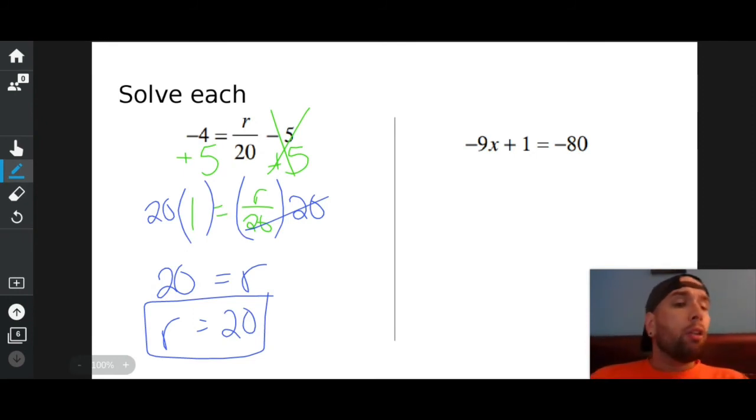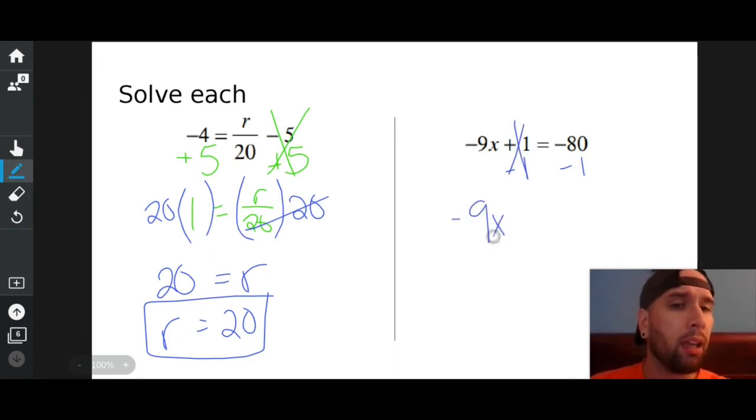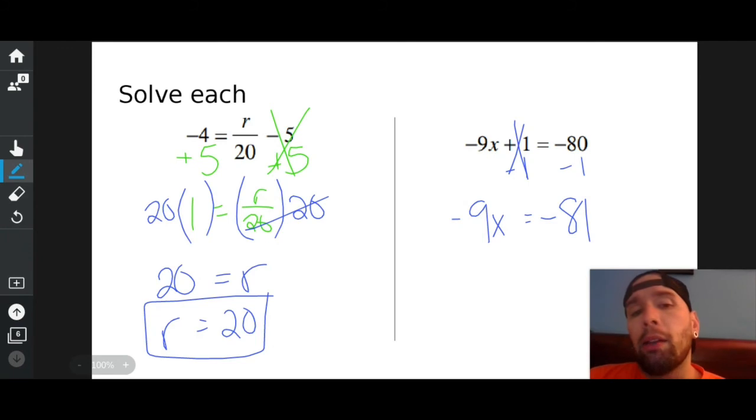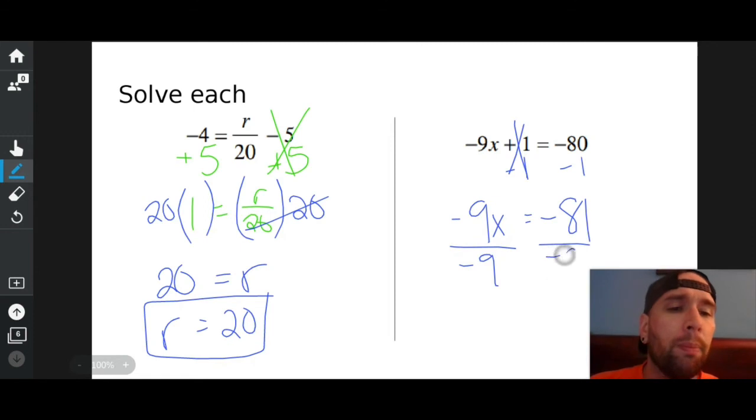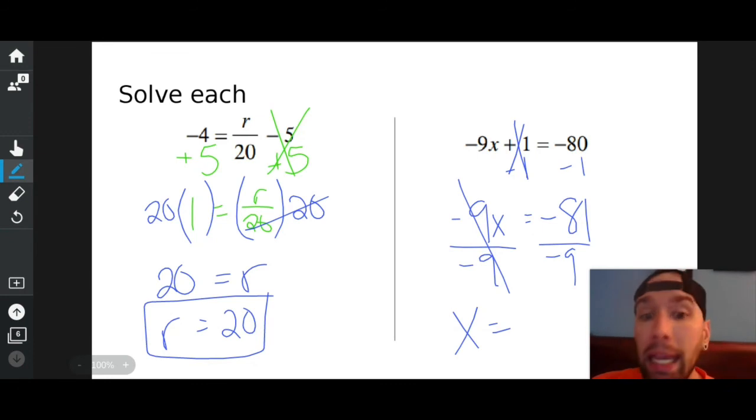Is x all by itself? No. What's in the way? Negative 9. Anything else? Plus 1. Which one should I get rid of first? Plus 1. How do I get rid of plus 1? Minus 1. Cross you out. Negative 9x equals negative 80 minus 1, which is negative 81. If I have to get x all by itself, which it's not, I have to do the opposite of times negative 9, which is divide by negative 9. Cross you out. Negative 81 divided by negative 9 is a positive 9.